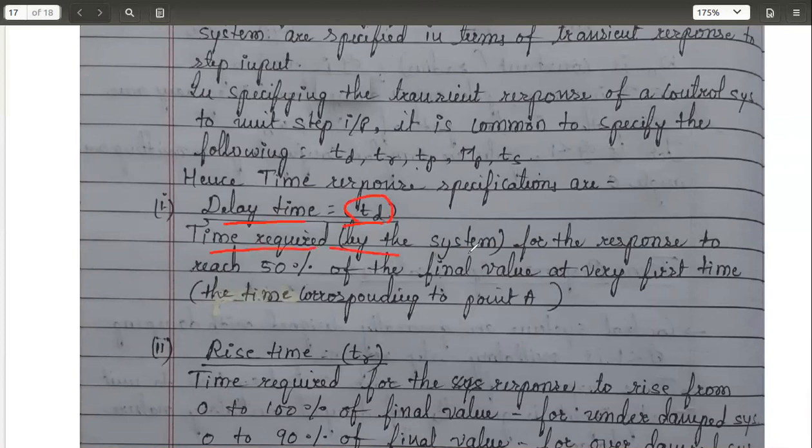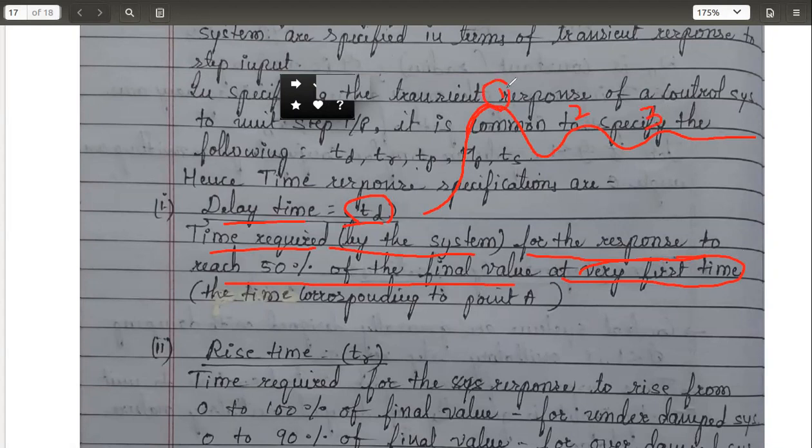This is the time required by the system for the response to reach 50% of the final value at the very first time. This is very important because the response is increasing and decreasing, having overshoots many times, first time, second time, and third time, like this. In that, only the first value is considered. At this first peak, these parameters are considered. So what is the delay time? It is the time required for the response to reach 50% of the final value.